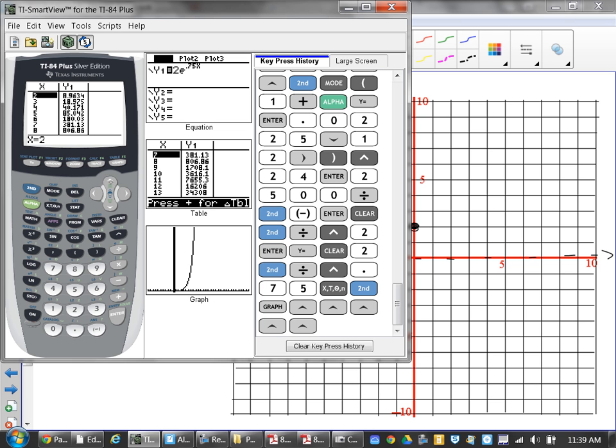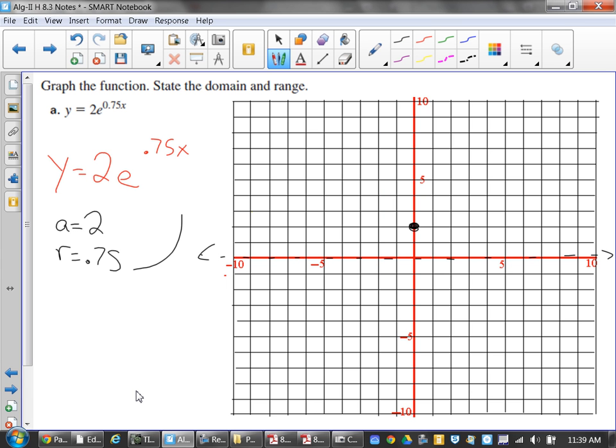We'll bring it back down. So we knew it was at (0, 2). The next one is at (1, 4.2), and (2, almost 9). So you can just approximate. That's really it.